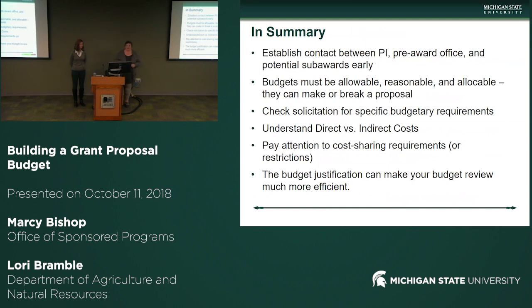Budgets must be allowable, reasonable, and allocable. They can make or break any proposal. Make sure you check your solicitation for specific budgetary requirements. Understand direct versus indirect. Pay attention to cost sharing requirements or restrictions. And then the budget justification can make your budget review much more efficient, and that's at every level. If you're a PI and you're giving it to your research administrator, it's going to help them know what you're doing. And then all the way up the chain.